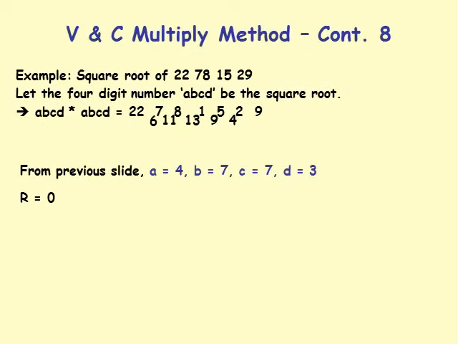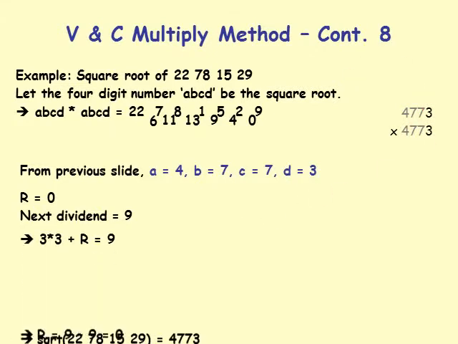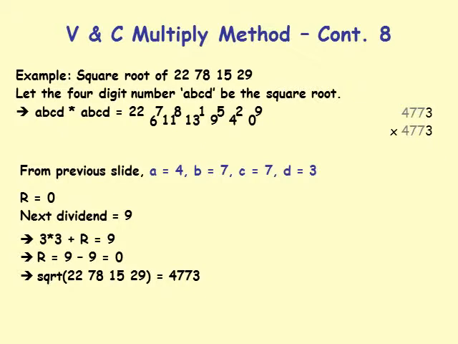Okay, so we have all digits here and we have r equal to 0. That's 0, 9. Next dividend is 9, and 9 comes from 3 times 3, so remainder is 0 again. That means our square root is 4773. That means square root of 22, 78, 15, 29 is 4773.